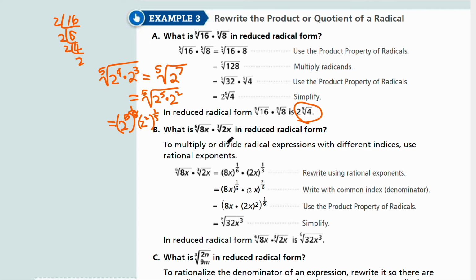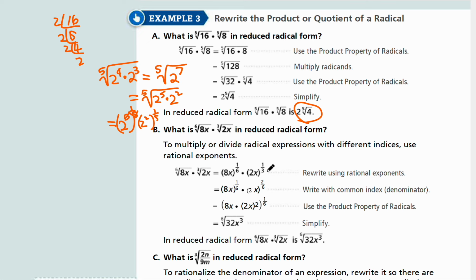Okay, what about this example? What if you have different roots? So 6th root of 8x times the 3rd root, cube root of 2x, right? You can rewrite using rational exponents like I did, and then write it as 8x to the power of 1 over 6 times 2x to the power of 1 over 3, and then you can see that you can rewrite 1 over 3 as 2 over 6.